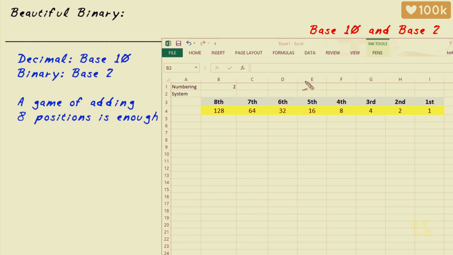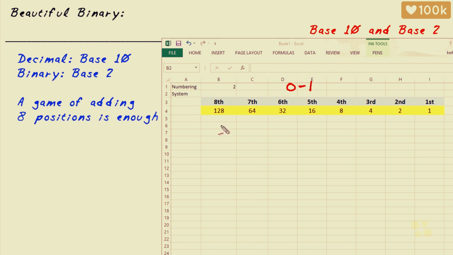So let's take a look at an example of how a binary number works. Now in binary, there's only two numbers that we get to play with, and they are a 0 and a 1. See, in decimal, we had 0 through 9, 10 different positions. In binary, we have two. We have 0 and 1. It's sort of like a light switch. Either it's off or on. That's our only two choices.